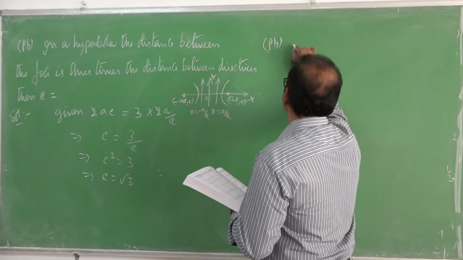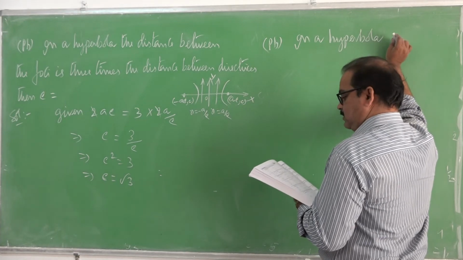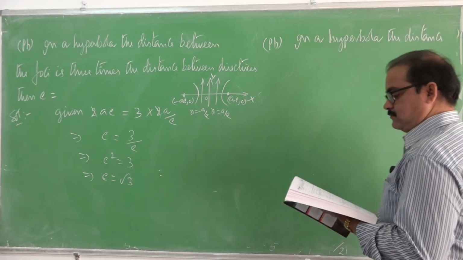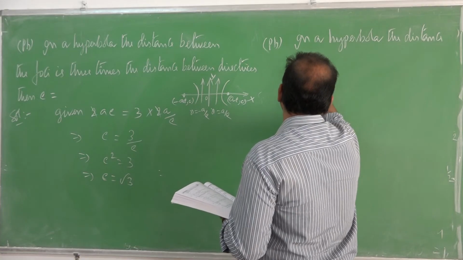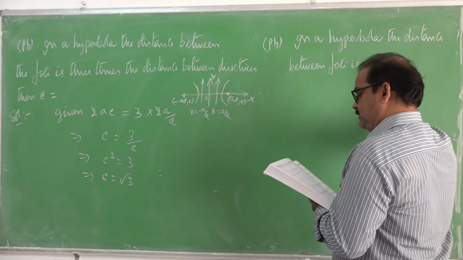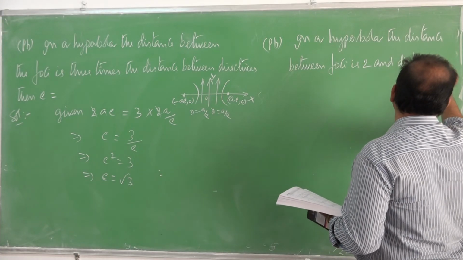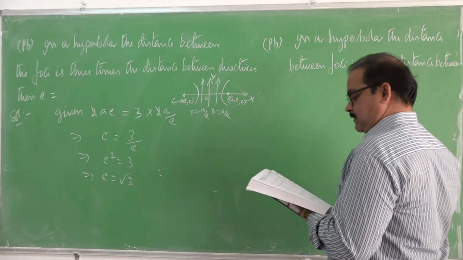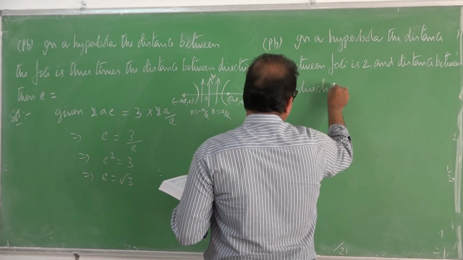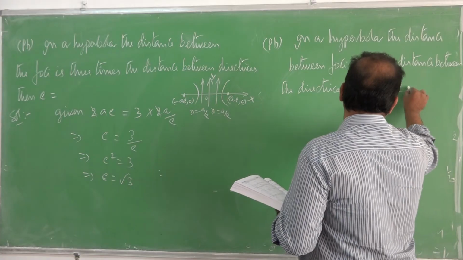In a hyperbola, the distance between foci is 2 and the distance between the directrices is 1, then eccentricity e is equal to?